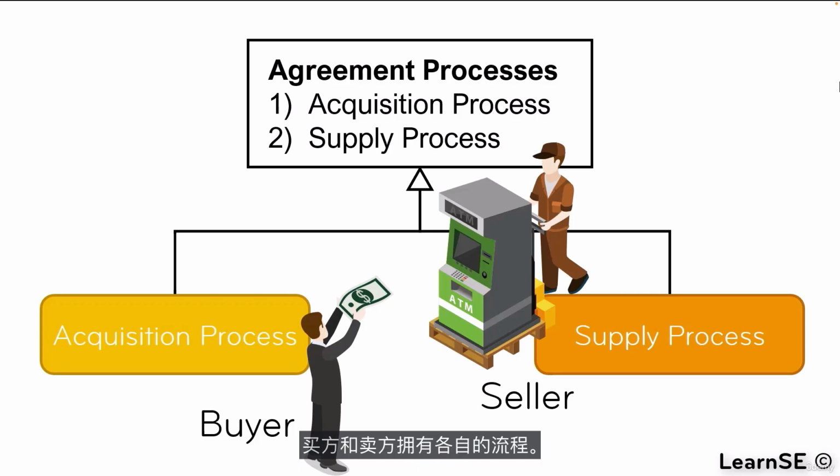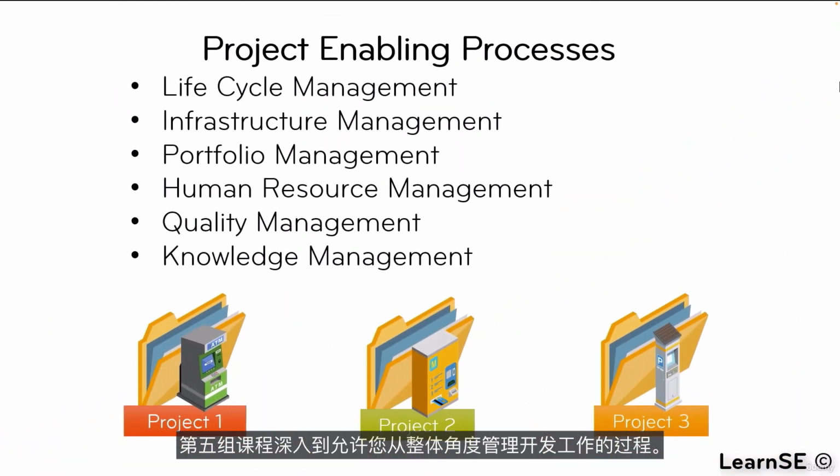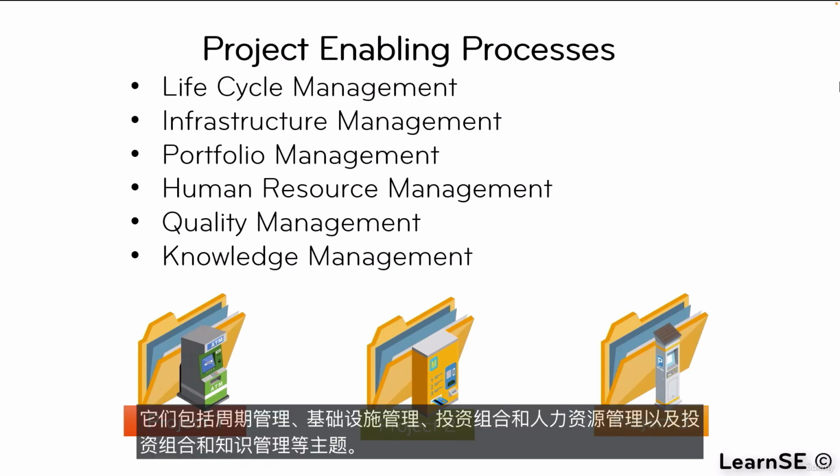The fifth set of lessons dives into the processes that allow you, from a holistic perspective, to manage your development efforts. These are called enterprise processes or project enabling processes. They include topics like life cycle management, infrastructure management, portfolio and human resource management, as well as quality and knowledge management.